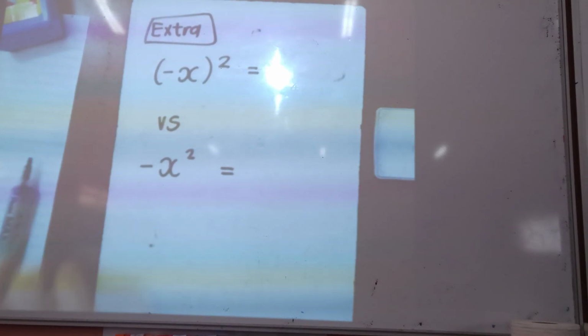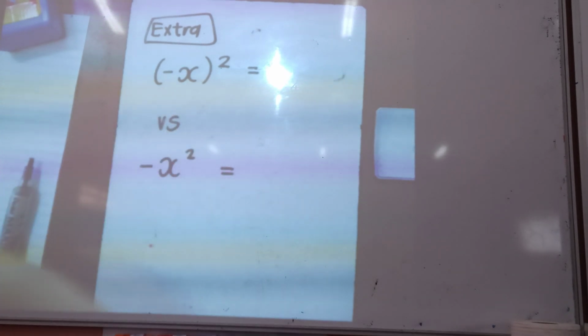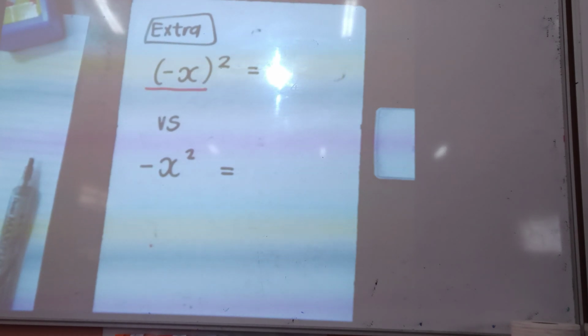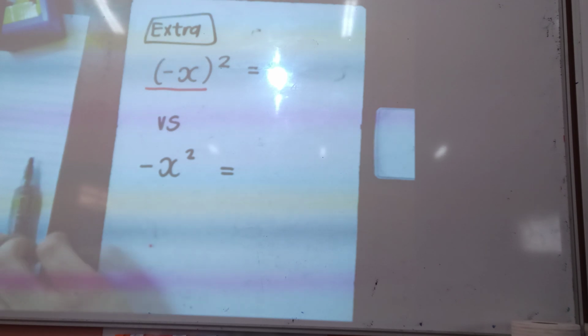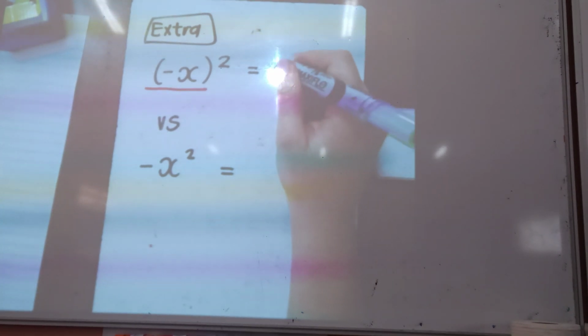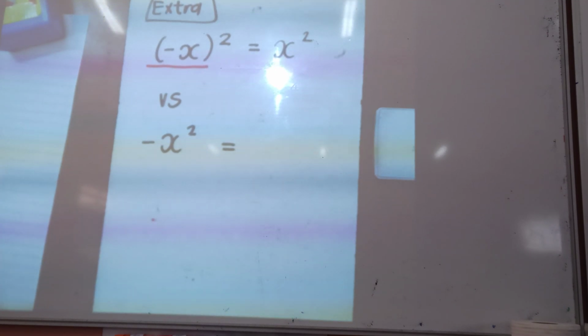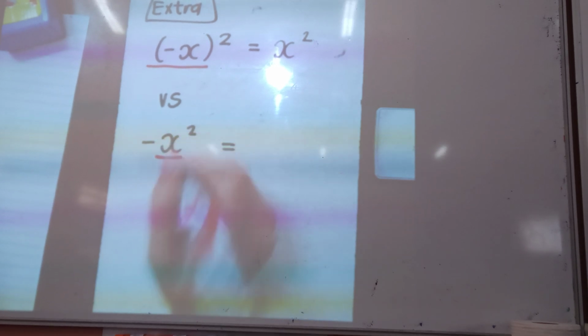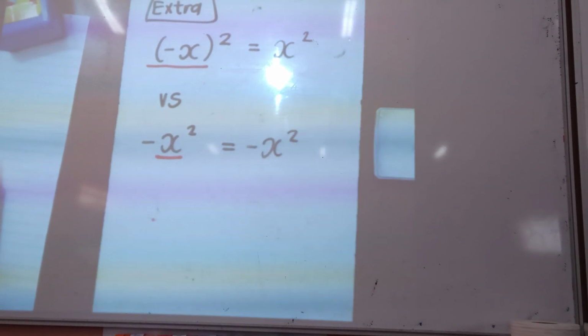Who does the squared belong to in the first one? It belongs to the x and the negative. Very good. It belongs to the whole bracket. And what is a negative raised to an even number? Positive. So this answer is positive x squared. Who does the square belong to in this? Just the x. So what is my answer here? Negative x squared.